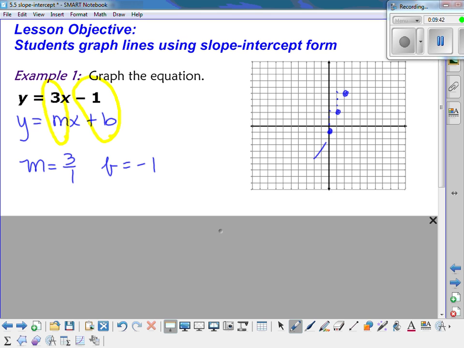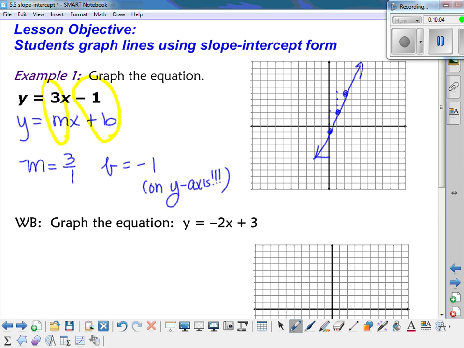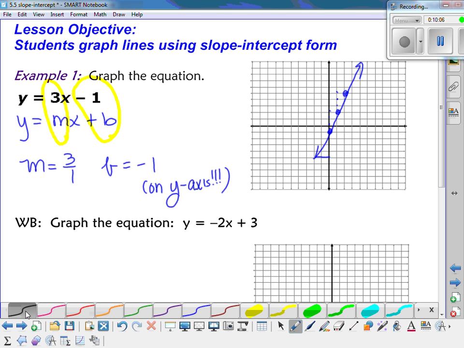So it's essentially just putting together the two things that we just did prior to this. And of course, you always want to remember we're starting on the y-axis. Okay? Any questions? All right, so when you're done writing that down, you guys can graph this one on your whiteboards.